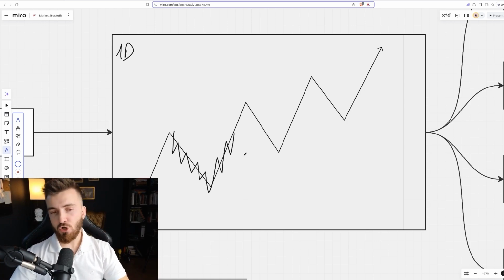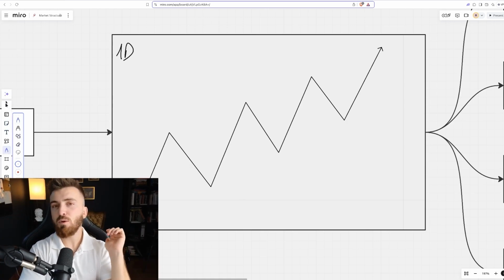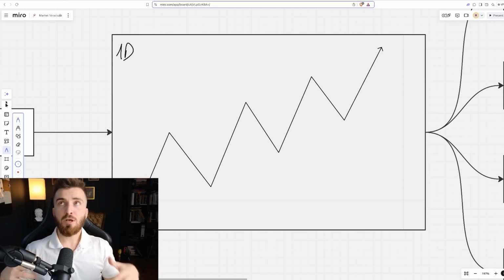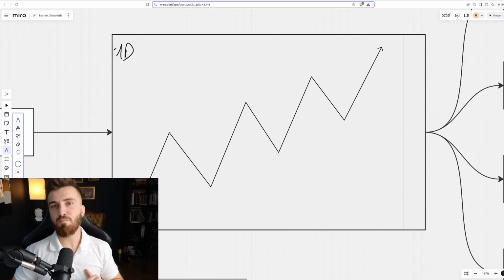But let's first talk about simple market structure. Afterwards, in another lesson, we will talk about order flow and we'll talk about the complexity of market structure. But this is supposed to be a more simple video to break down the simple basics, this foundation of market structure.